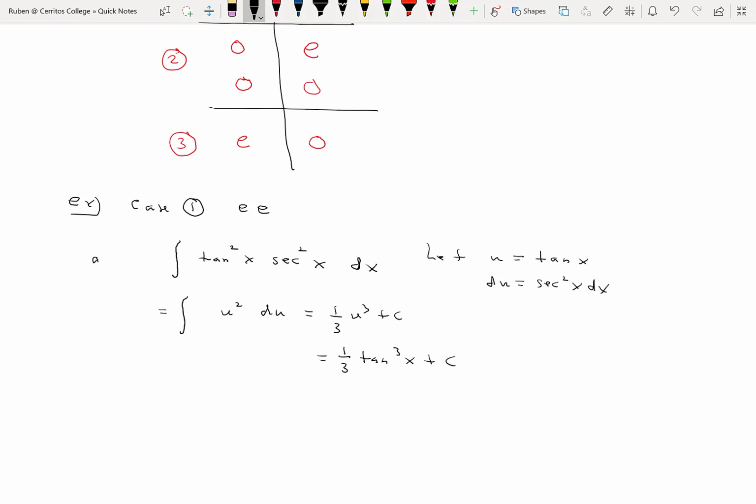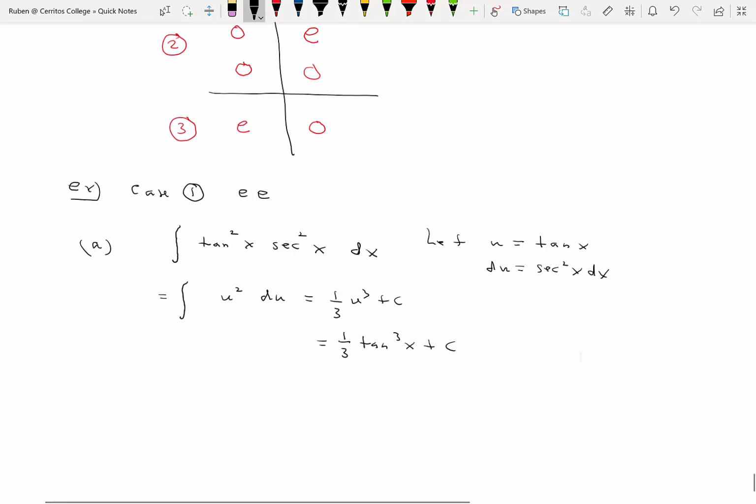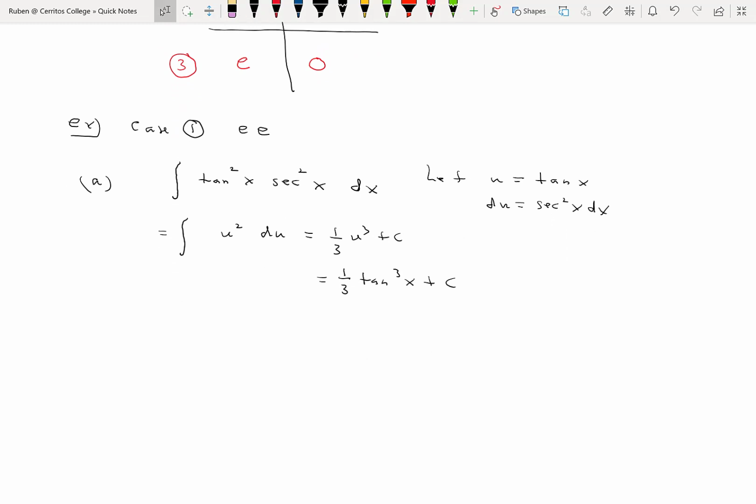Let's start numbering these. So still under case 1. Let's take a look at another case. Let's look at the case where, let's make one of the powers at least a little bigger. Let's look at tangent squared times secant, let's say to the 4th.